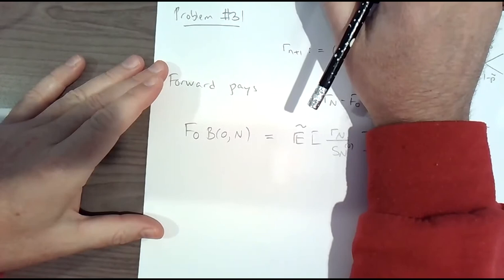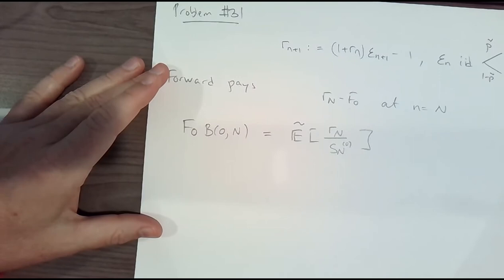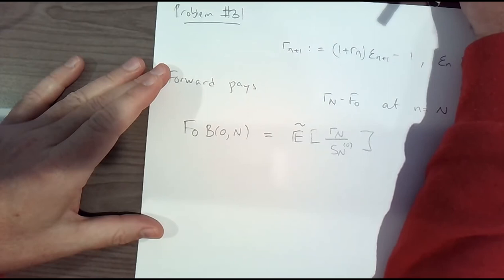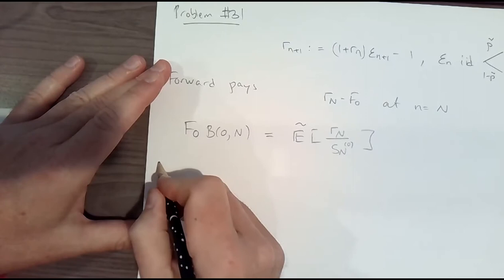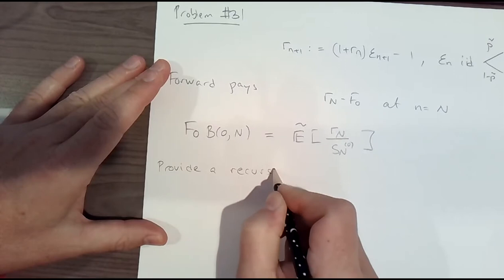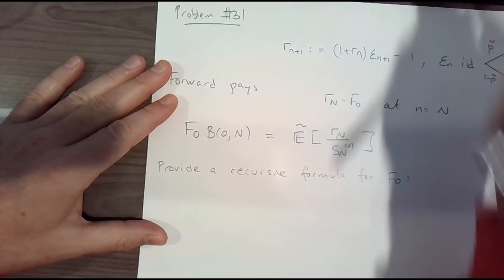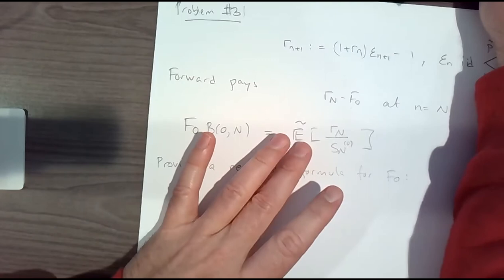It's asking for a recursive formula. Let me just read out loud what the question is asking for. Provide a recursive formula for F0. And the tricky part is going to be to compute this expectation here on the right-hand side.